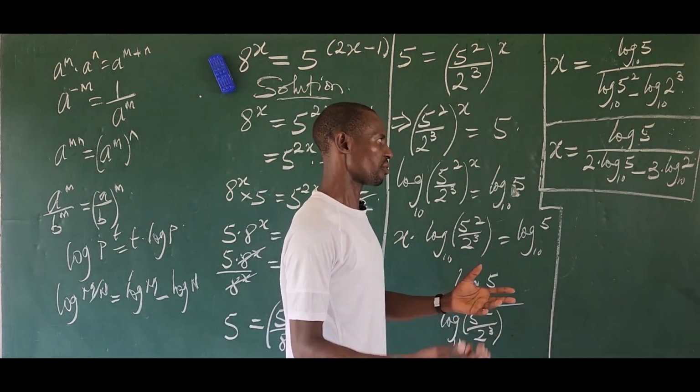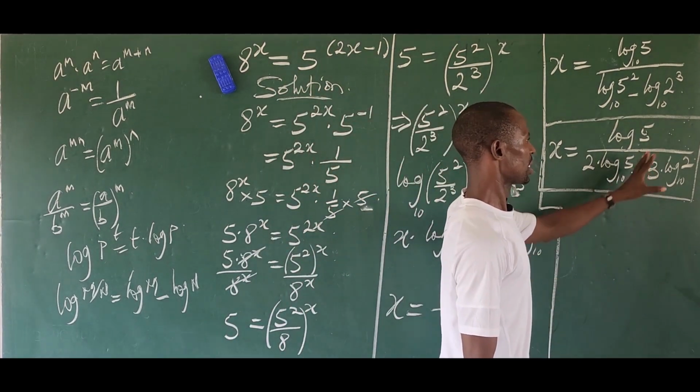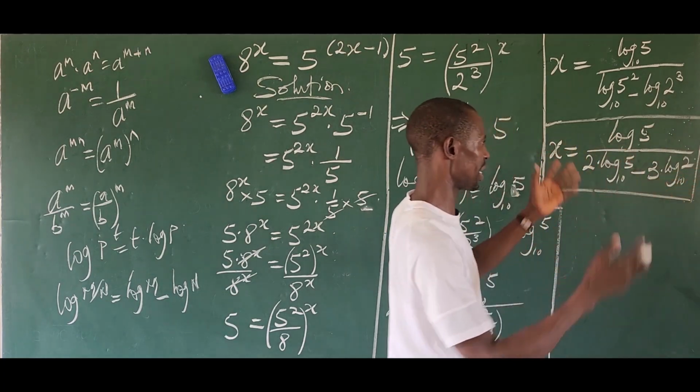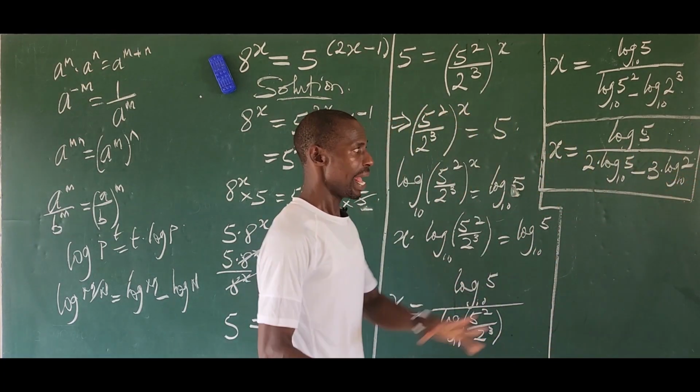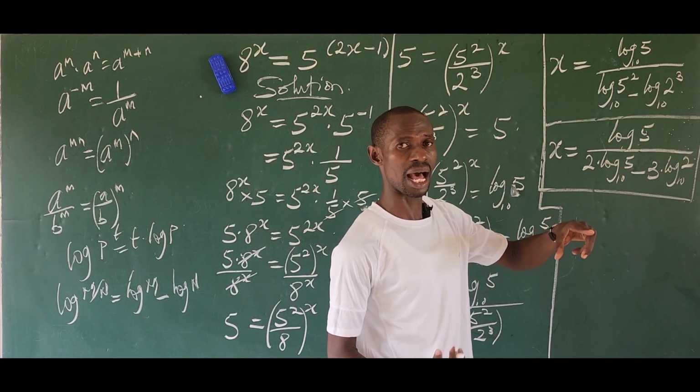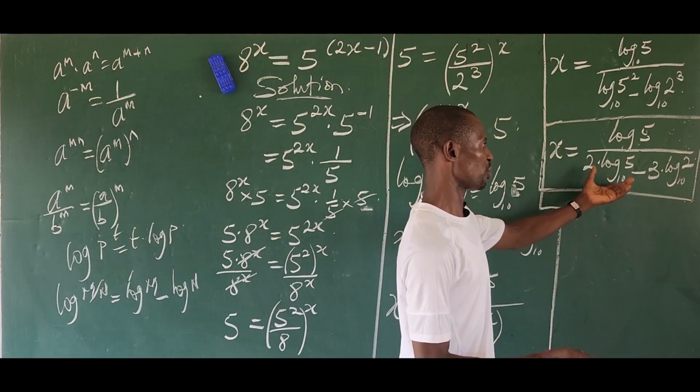We can get the numerical values by simplifying this. Input this in your calculator, input the numerical values, divide, and then you get your answer. Again, you can still simplify this expression down, but for the purpose of this class, I'm going to stop here.